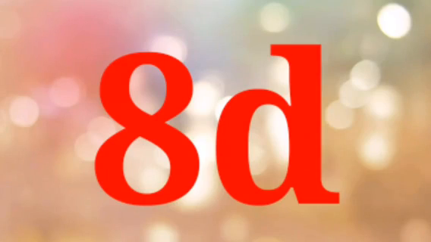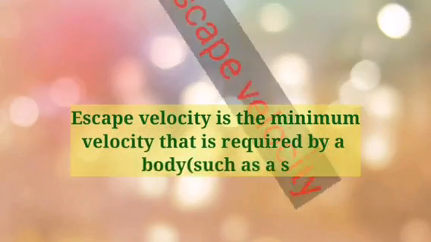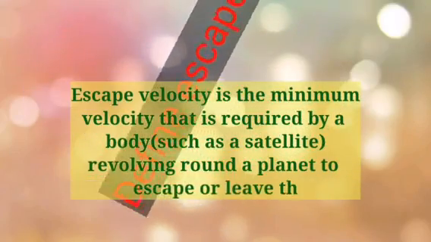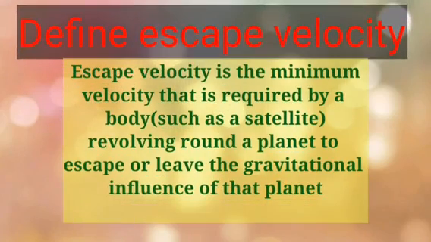Now, what is escape velocity? Escape velocity is the velocity that is needed by a body which is revolving around a planet in an orbit to escape the gravitational influence of such planet. If a body is revolving around a planet, that's going to be a satellite, like the artificial satellites which are used for telecommunication and some other purposes. That minimum velocity that is needed for that very object to overcome the gravitational influence of the earth is what we call escape velocity.